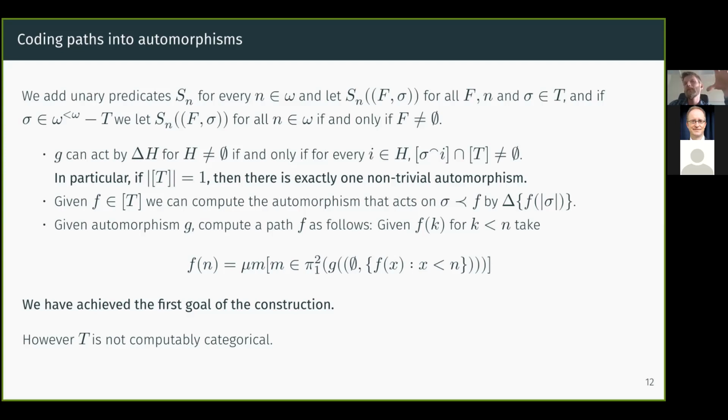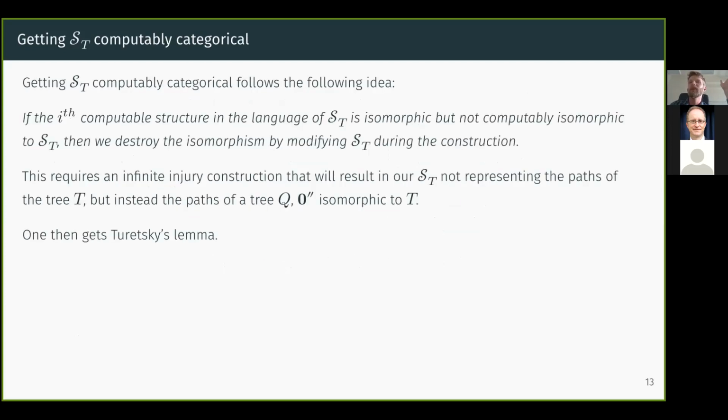We would not even have zero double jump popping up anywhere. The problem is that this structure T is not computably categorical. So even though we have managed to code the path for the tree into the automorphisms, we cannot say anything interesting. So the next step would be to make T computably categorical. And this is a zero double jump. So this is a priority construction, infinite injury.